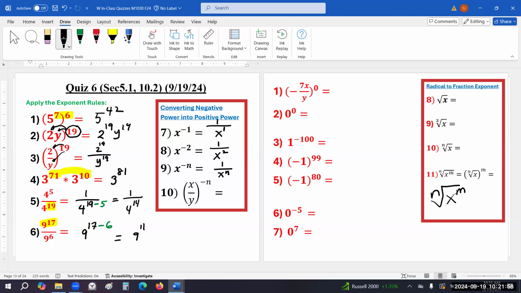Jean, next one. We want our negative n to be positive n. So all you have to do is replace x and y, their position. It will become positive. Then by the rule of this one, we can rewrite this as y to the n over x to the n. Either one of them I will accept now.